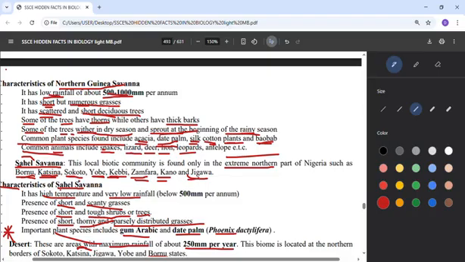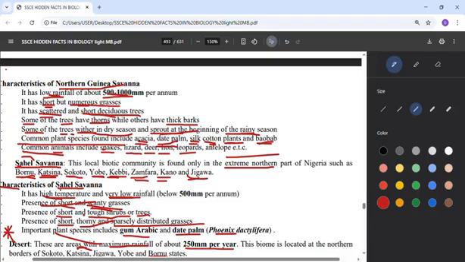So characteristics of Sahel savanna, from the word hell, so the temperature will definitely be high, the rainfall will be very low, like 500 millimeters per annum. Then presence of short and scanty grasses. So the grasses, they are short and they are scanty. Then the presence of short and tough shrubs. So the shrubs or the trees are short because it's not forest, it's a savanna. So presence of short, thorny and sparsely distributed grasses.